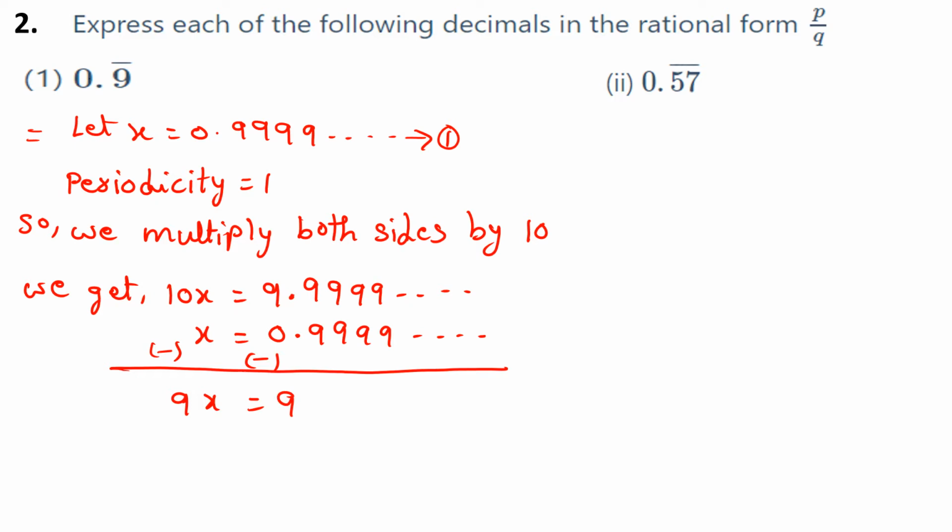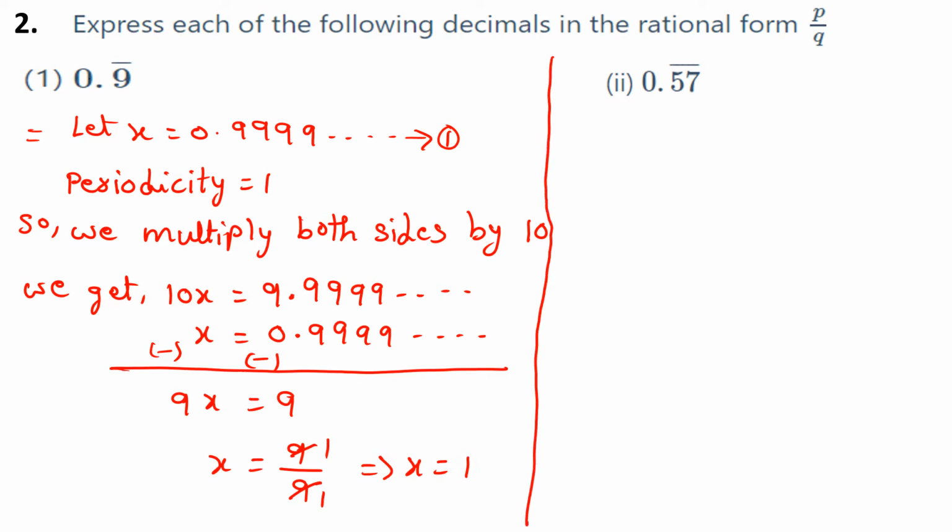Then what is the value of x? 9 by 9, which implies x equals 1. Now it is in P by Q form, 1 by 1. So x equals 1, that is 1 by 1 only. So 0.9 bar is equal to 1.